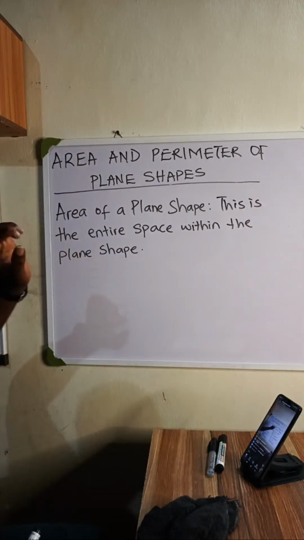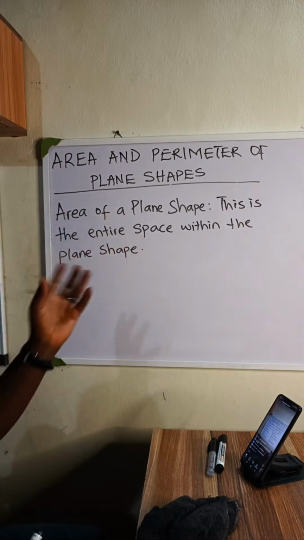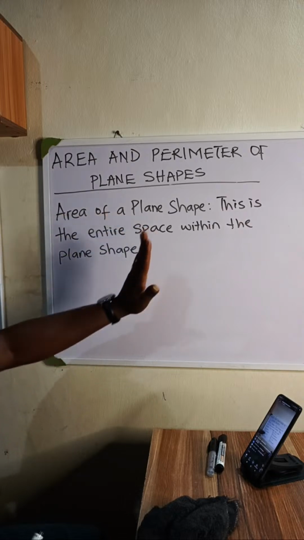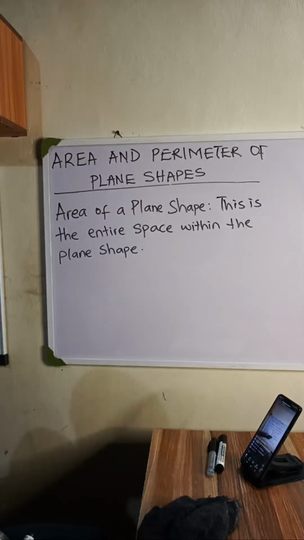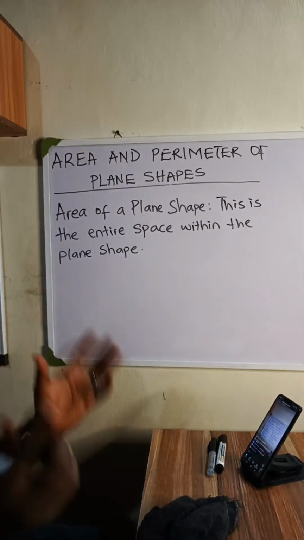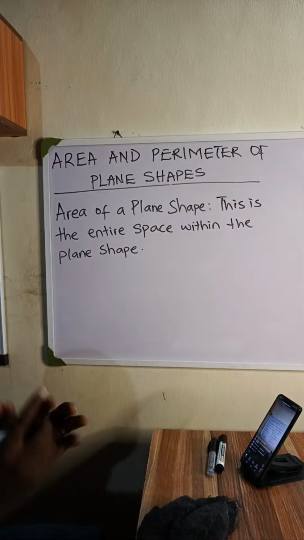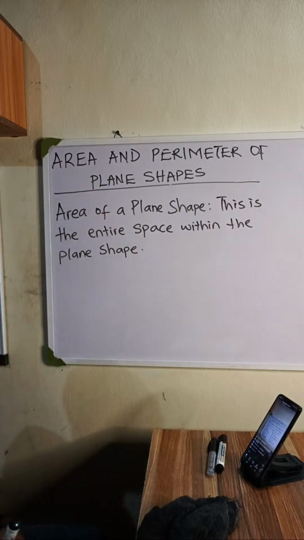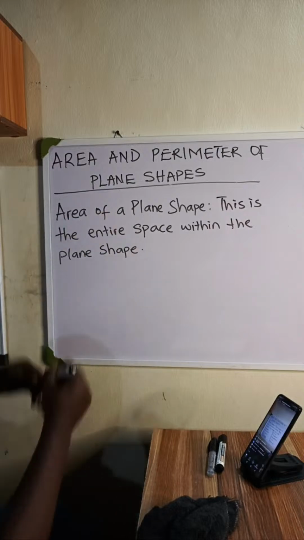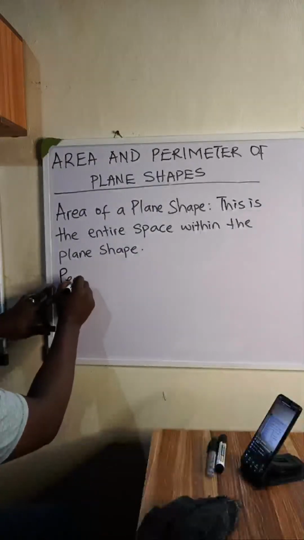So the area of a plane shape is the entire space within the plane shape. The empty space within the plane shape is what is called the area of the plane shape. The next is perimeter.